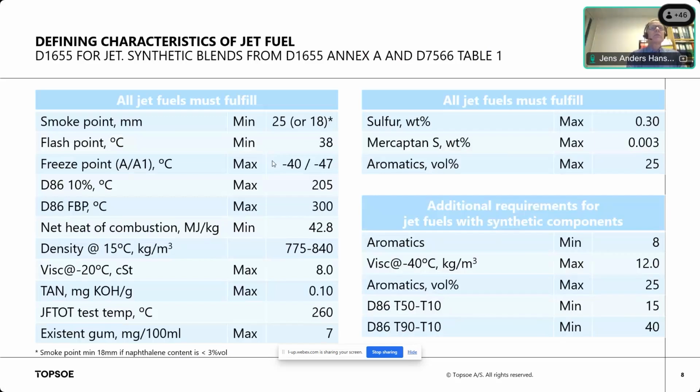And sulfur concentration, well, it should be max 0.3, and aromatics should be max 25%. And this is something that is not so difficult to meet when it comes to ordinary fossil fuels. Then if you add something different, synthetic components, then there are further requirements you have to meet. But basically, smoke point is very important here, and you will see that later.